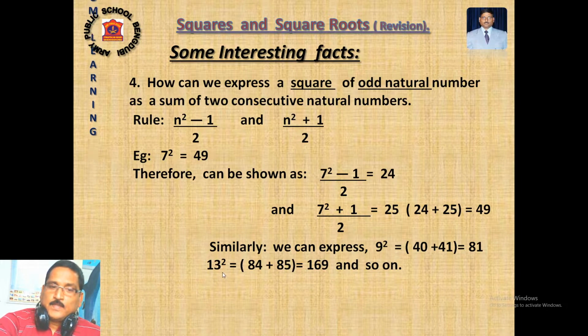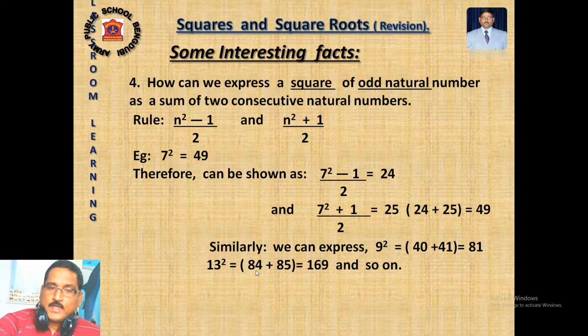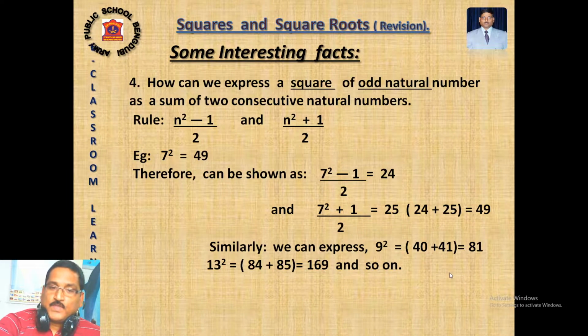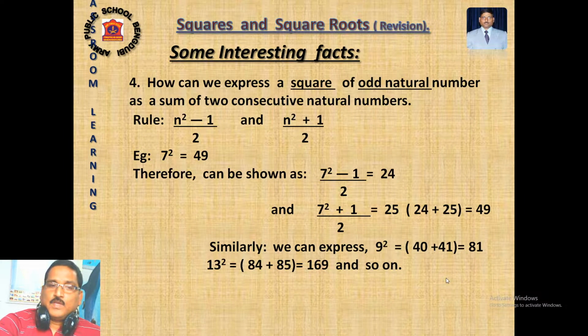13 square is 169. How can I write it down? 13 square minus 1 by 2 is equal to 84, and 13 square plus 1 by 2 is 85. 84 plus 85 equals 169. So the question will be coming from here. Like the examples we see, 169, 81, 49, you show as the sum of two consecutive numbers with the help of this expression.